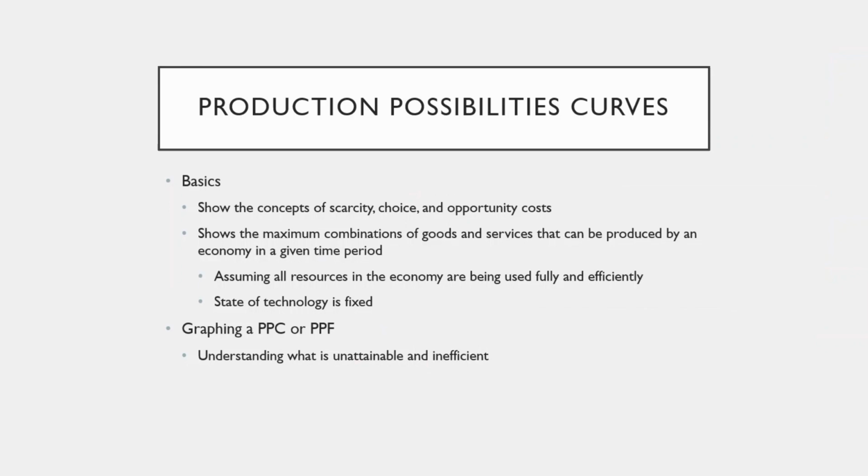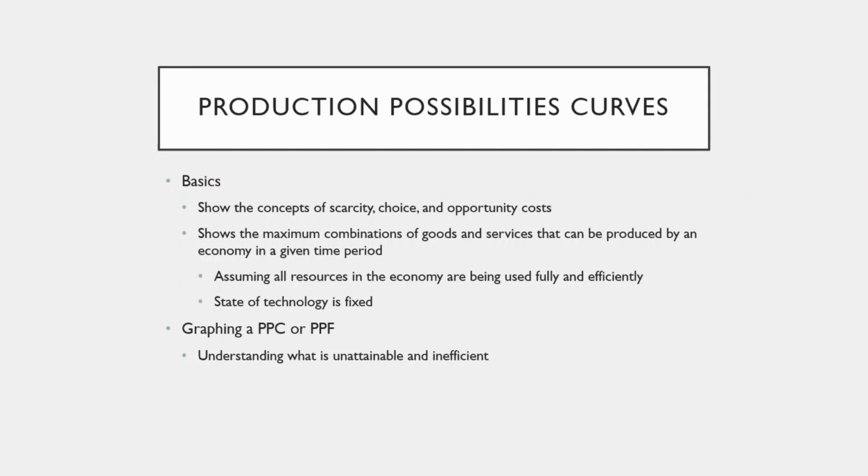And we're going to start talking about our first graph here, the wonderful production possibilities curve. Some people like to be spicy and call it the production possibilities frontier, but it's all the same. The production possibilities curve shows the concept of scarcity, choice, and opportunity cost. It shows the maximum combinations of goods and services that can be produced by an economy where they could choose between two goods in a time period. It's assuming that all resources are being fully and efficiently used. The state of technology is fixed, ceteris paribus.